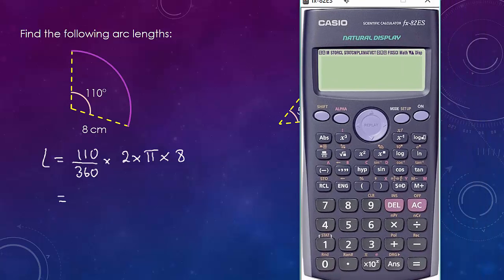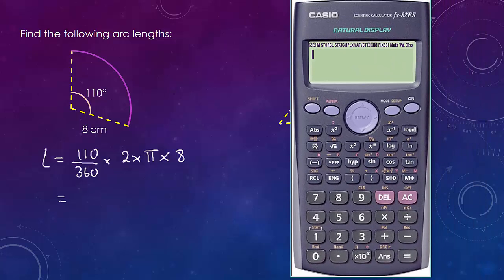So let's just bring in our calculator, and I've got 110 divided by 360 and multiply that by 2 and by pi and by 8. And that gives me 44 over 9 pi, which is the exact length.